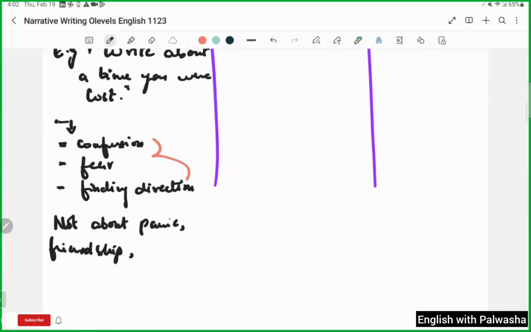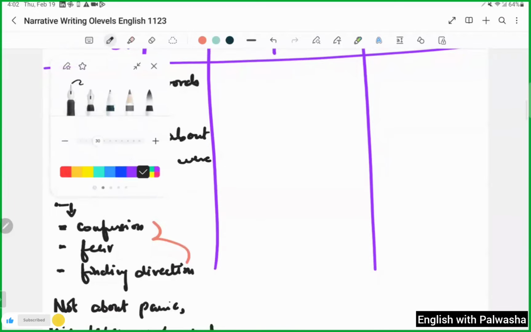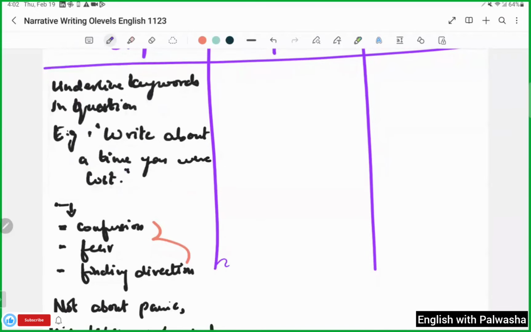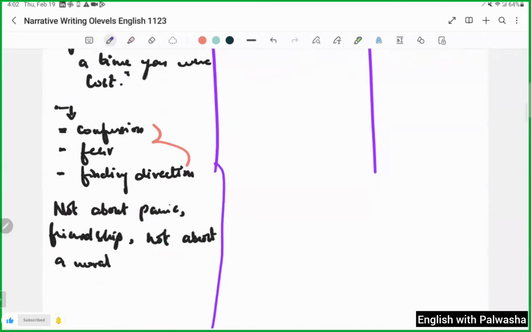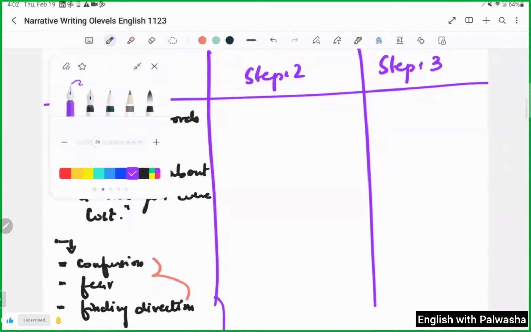So it's not about panic, it's not about friendship, and it's not even about a moral. It's just about the fact that you were lost. How was your experience of being lost? What did you do, what did you face? It should be that in a story. So this is how it is. Step one is just this.